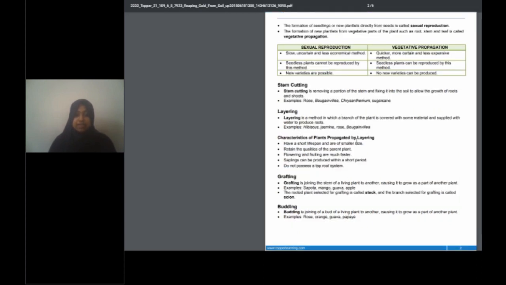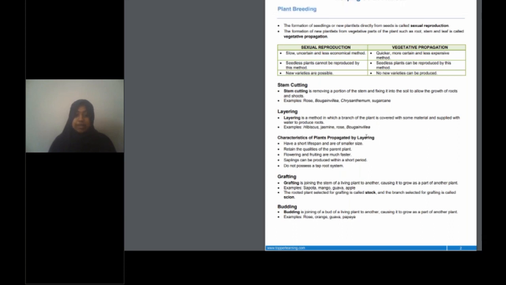Now here are some characteristics of plants propagated by layering. They have a short lifespan and are of smaller size. They retain the qualities of the parent plant. Flowering and fruiting are much faster. Saplings can be produced within a short period. They do not possess a taproot system. So the saplings grow very fast, and the flowering and fruiting of the plant is fast. It doesn't take so many years like the other plant, but they have only a short lifespan. It is not like the proper plant.